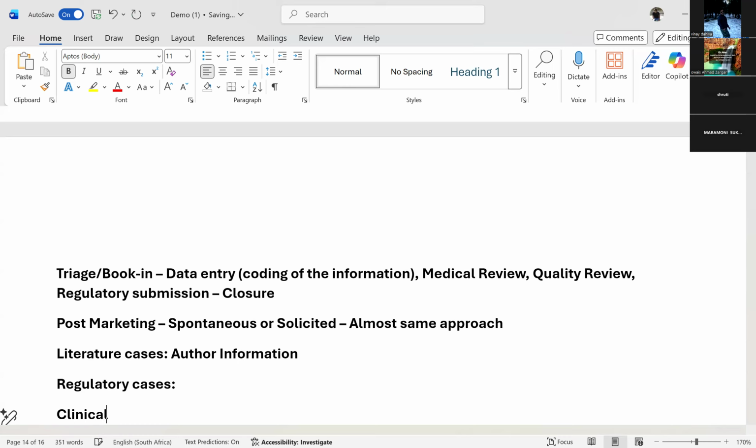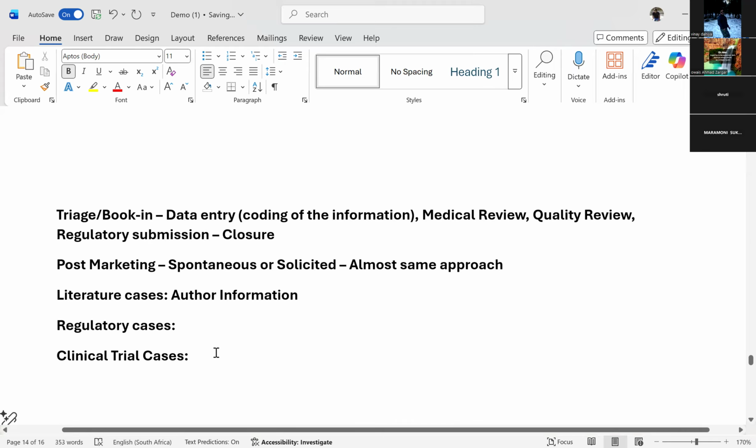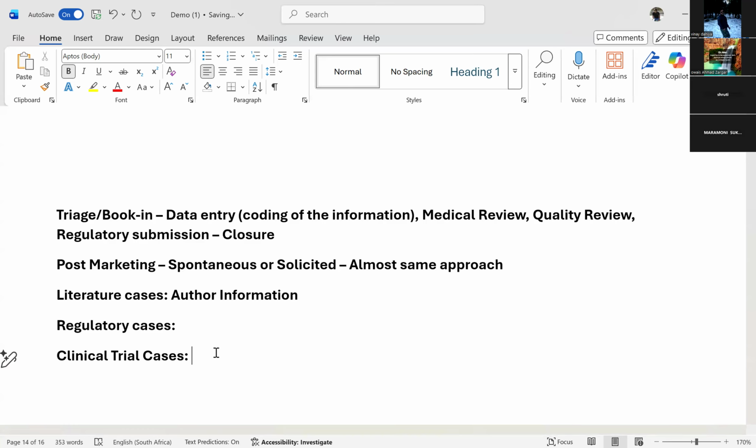Then coming to clinical trial cases. The tab structure is similar, but in clinical trials there are two different terms, blinded or unblinded studies. These are the different things that add on to clinical trial cases. They follow a different approach and a different timeline, but the tabs will be similar.